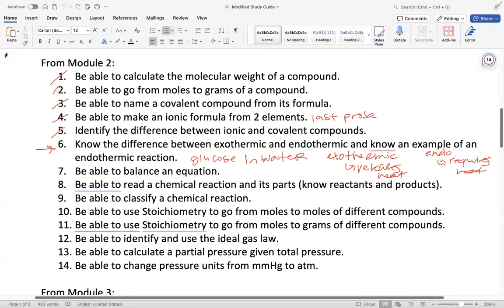All right, be able to balance equations, we did that. Okay, so this we were kind of doing all along. We were knowing that the reactants are on the left side of the arrow and the products are on the right. We did not do an example of this, but this is our synthesis, decomposition, single replacement, double replacement. We did do an example of 10 and 11 on our practice. We did an example of 12. We did an example of 13 and 14.